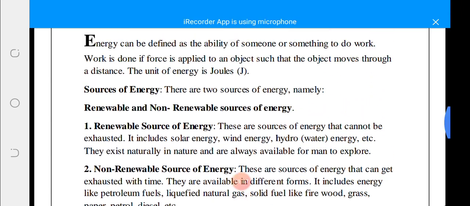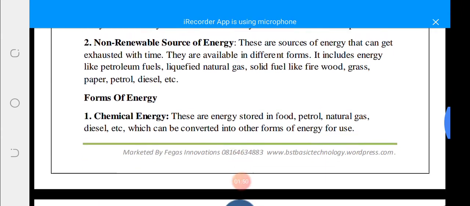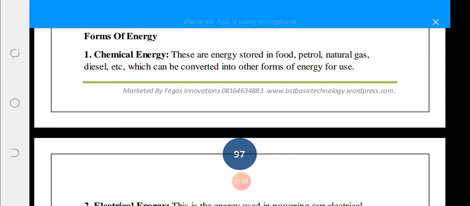So now, the types of energy are different from forms of energy, and we'll be talking about forms of energy. Number one is the chemical energy. These are energy stored in food, petrol, natural gas, or diesel. When we talk about chemical, we're talking about reactions. So when you eat, there's a way it reacts in your body, so there's energy stored in food. They are all called chemical energy, and they can be converted from one form to another for use.